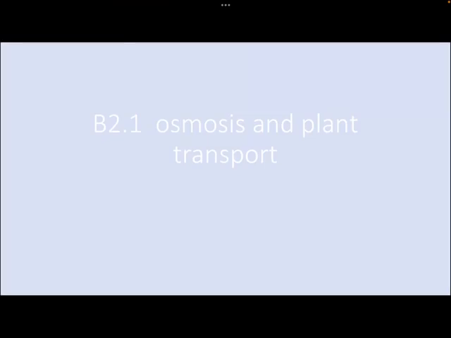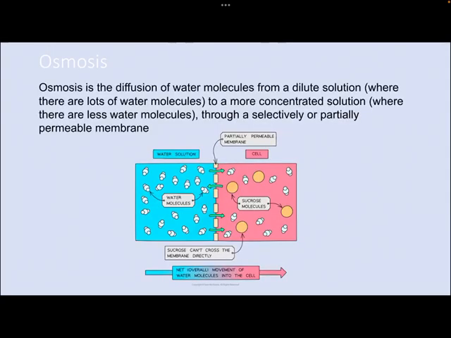B2.1 Osmosis and Plant Transport. So the definition for osmosis.